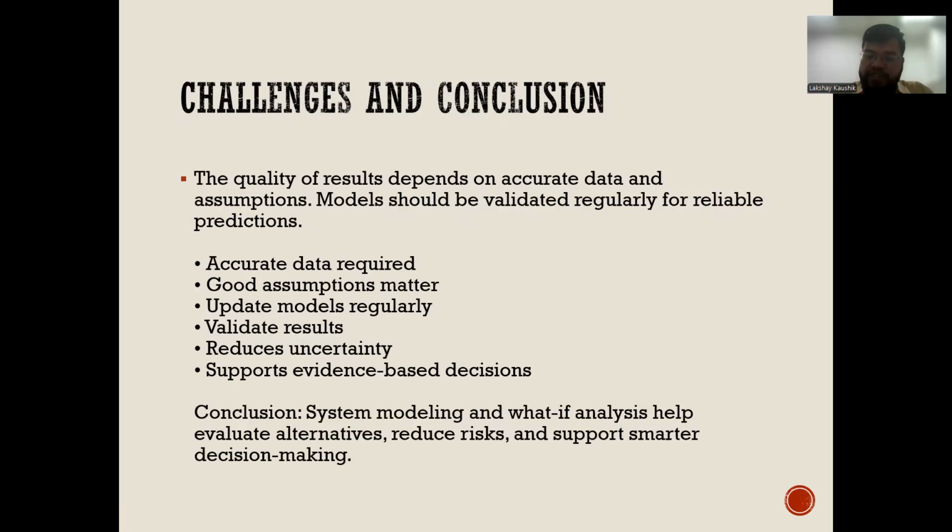Now, what are the challenges? The challenge is the accuracy of results. Some systems are highly complex and require advanced methods to create accurate models. Therefore, models should be updated and checked for better performance and reliable prediction. So, to conclude, system modeling and what-if analysis help organizations understand and predict future outcomes and make informed decisions.